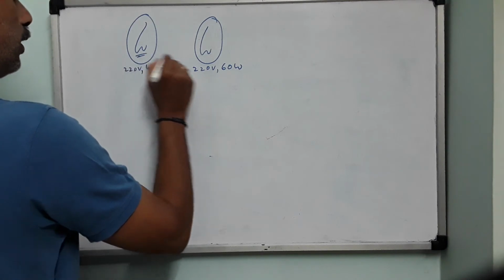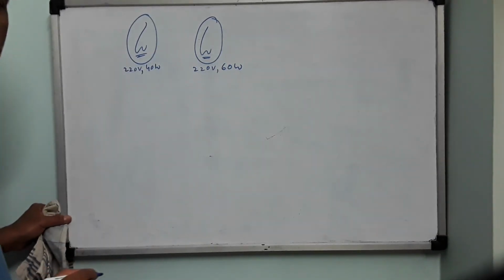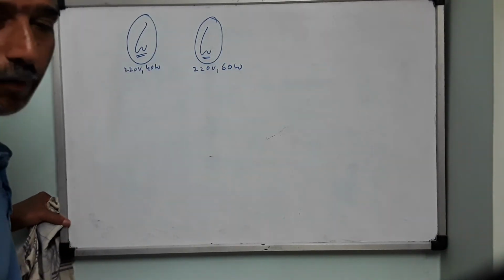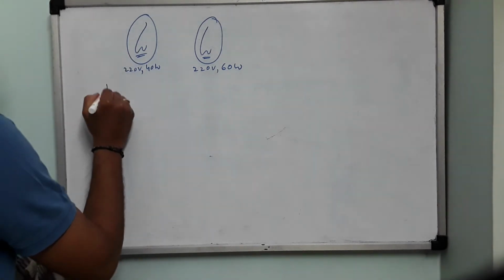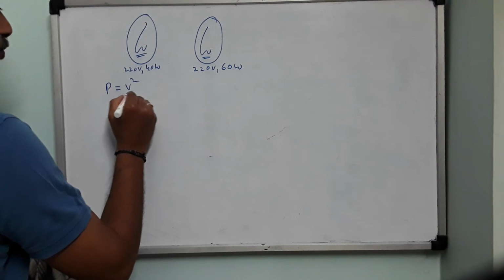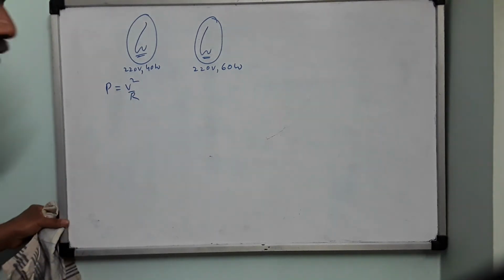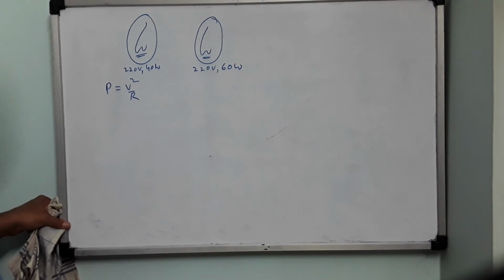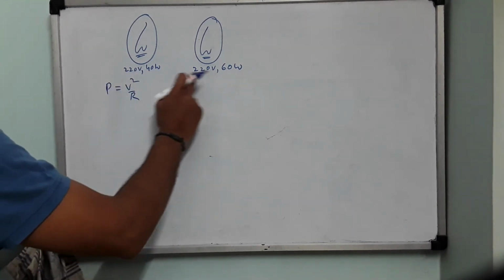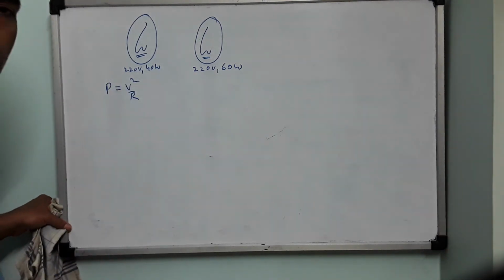So what is this here? This is a filament. This filament is nothing but a conductor. Every conductor will have some resistance. So how to calculate this resistance? Use the formula P equals V square by R. Why should we use V square by R? Why can't we use I square R? Why can't we use V into I? You see the data available with you and then take a suitable equation.